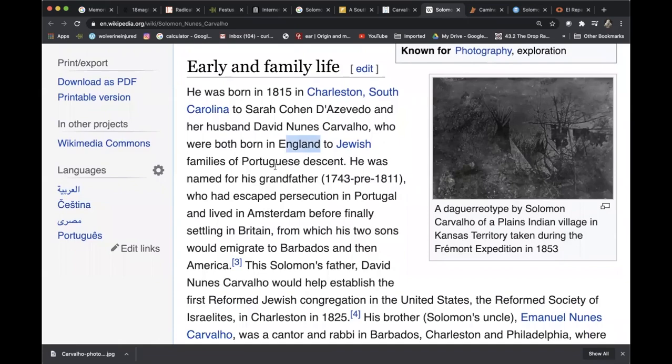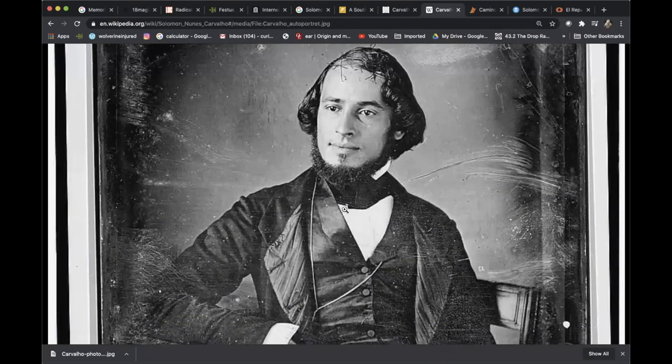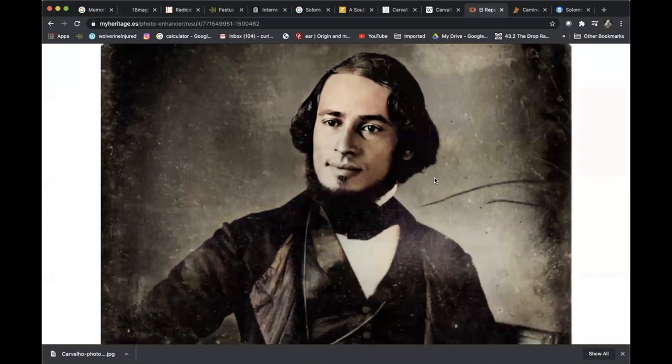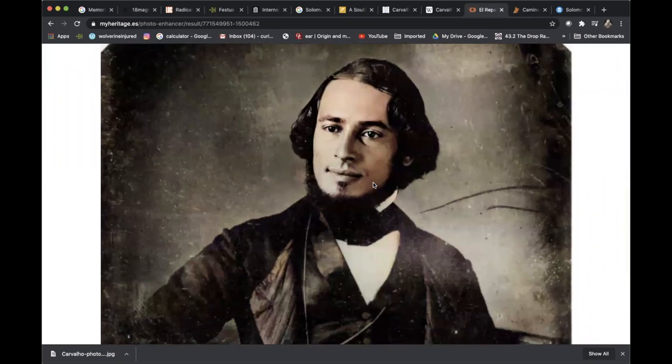So we know the Portuguese. This is a portrait of him, and this is how they're showing him. I actually colorized the portrait and I wanted you guys to see it real quick. This is the portrait I colorized. Again, I did this on MyHeritage. They've got great software there. You guys can go try it out.